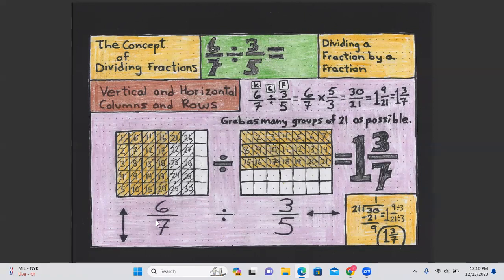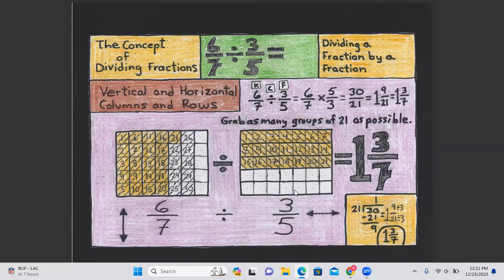And so right here in the fraction 6/7, we're going to emphasize 6 columns. 1, 2, 3, 4, 5, and 6. And please don't write the numbers in yet. We will explain why you put those numbers in a little bit later in the video. And we will do the same thing for 3/5, but this time we're emphasizing rows. 1, 2, 3, 4, 5 rows. Again, 3 of those rows are shaded.